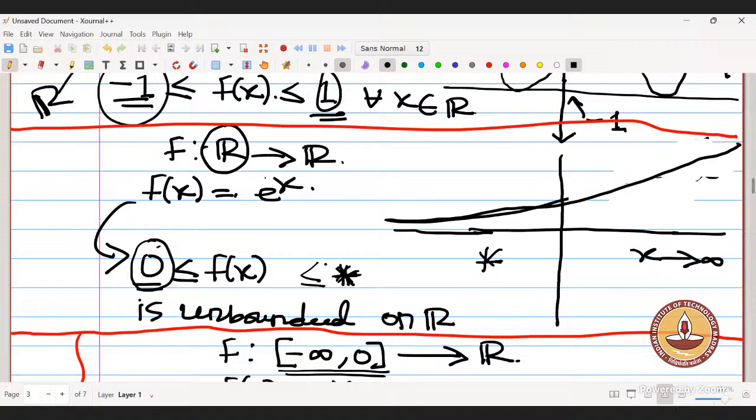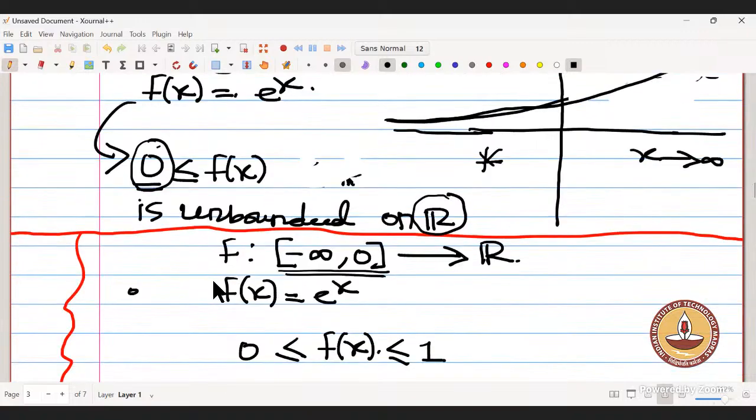So that's why this function is unbounded on R. Why am I writing R here? Because the domain of the function is R. That is the only reason I am writing that this function is unbounded on R, because I can consider this same function with respect to some different domain, right? So that is what I have done in the next question.